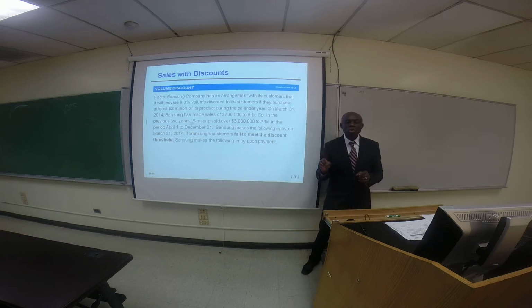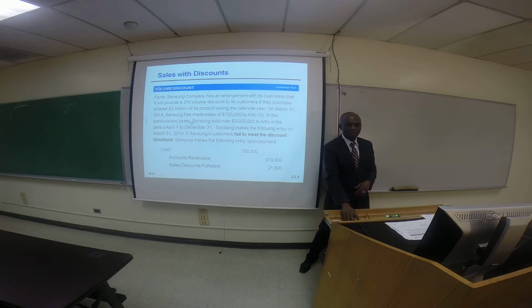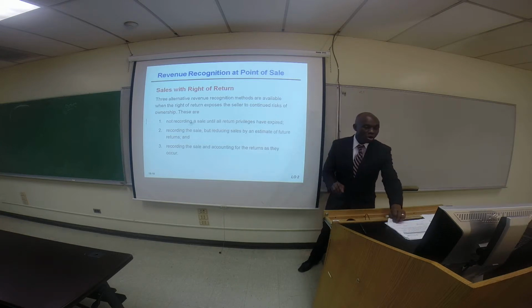Now, let's take a look at a situation whereby the customer failed to meet the discount threshold. In other words, the customer did not buy enough as required. So guess what happened? The customer is now obligated to pay us $700,000 without taking advantage of the 3% discount. So we receive $700,000, we debit cash, and we credit accounts receivable for $679,000, and we credit sales discounts forfeited for $21,000. That becomes additional revenue for us. So that is example 1 of point of sale.